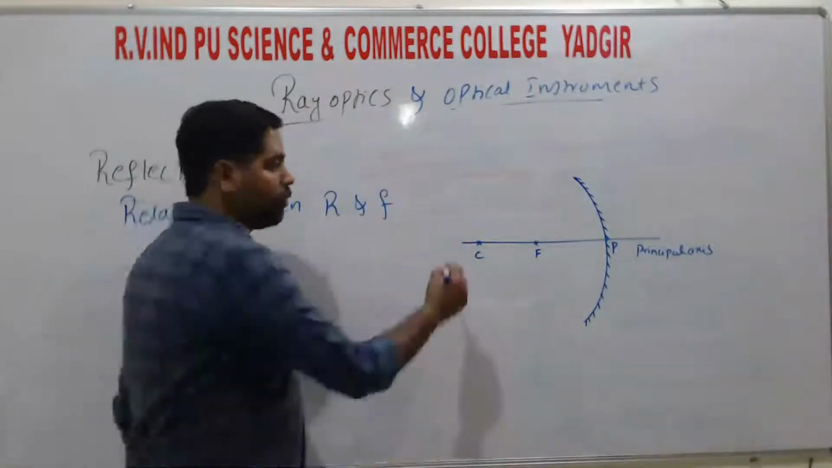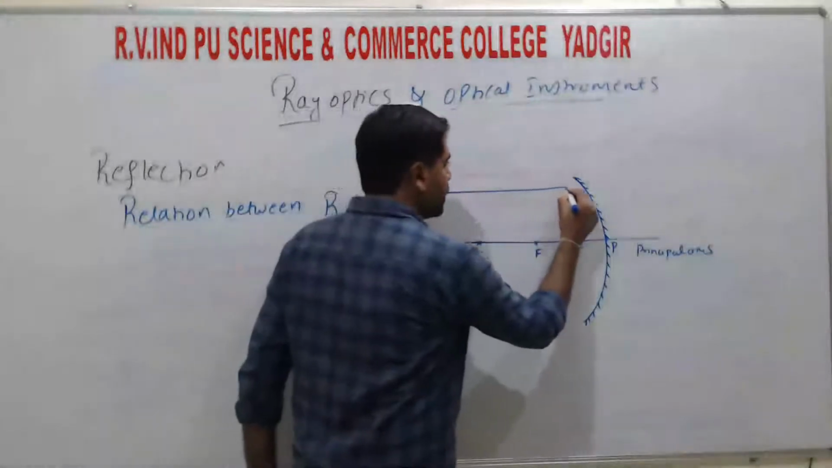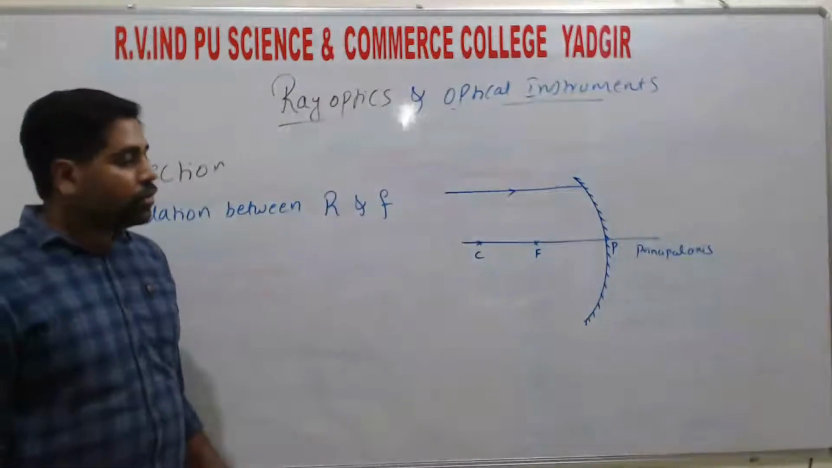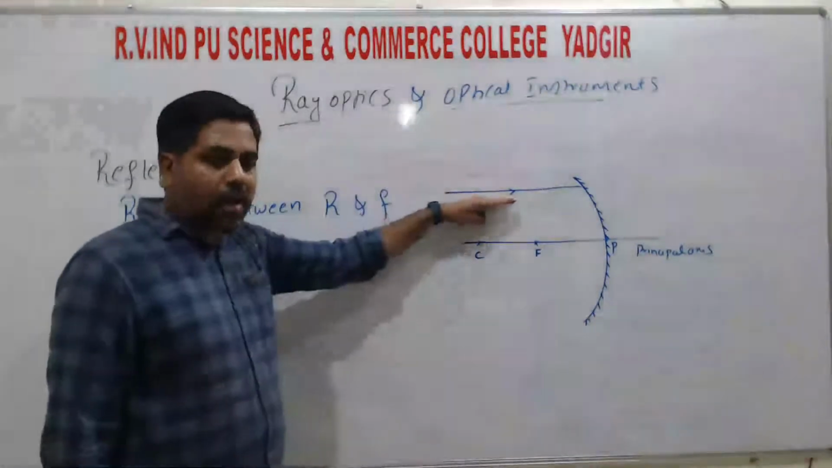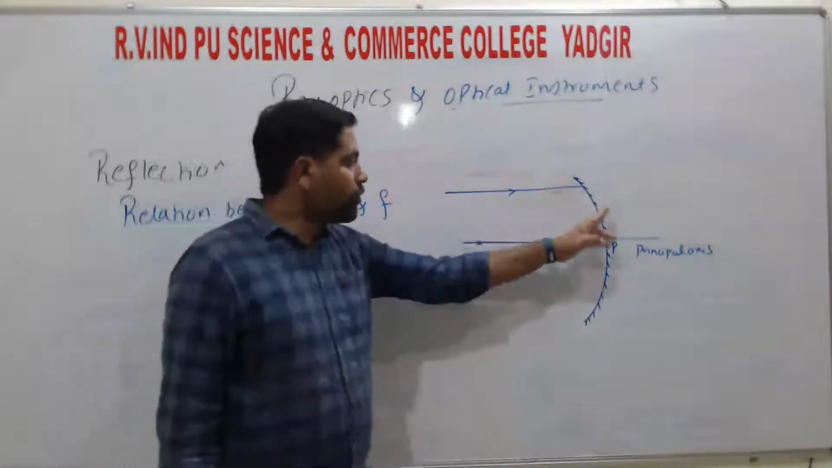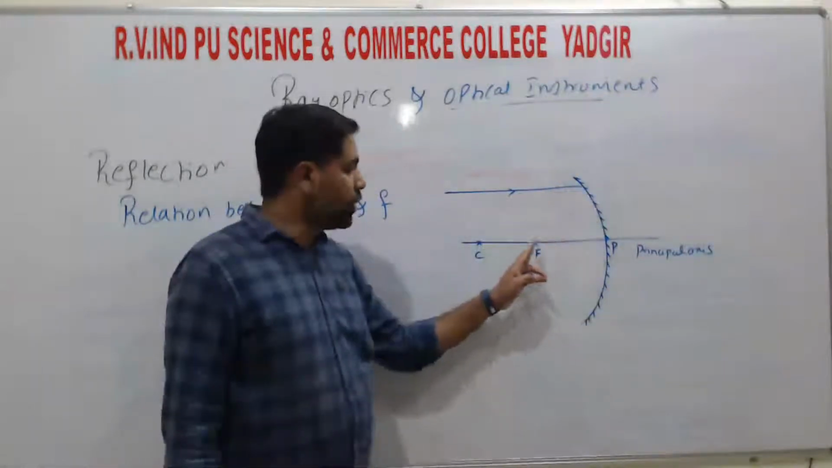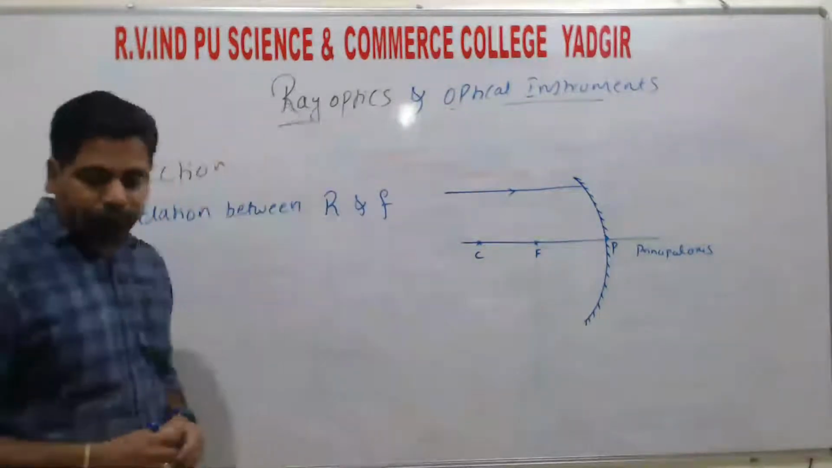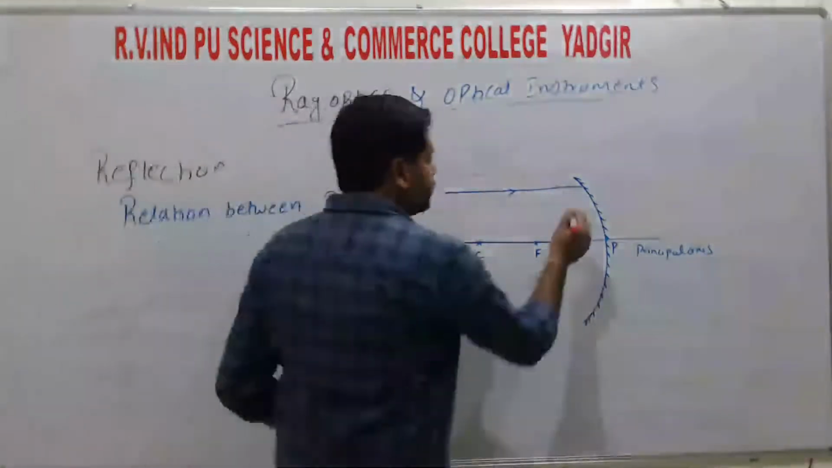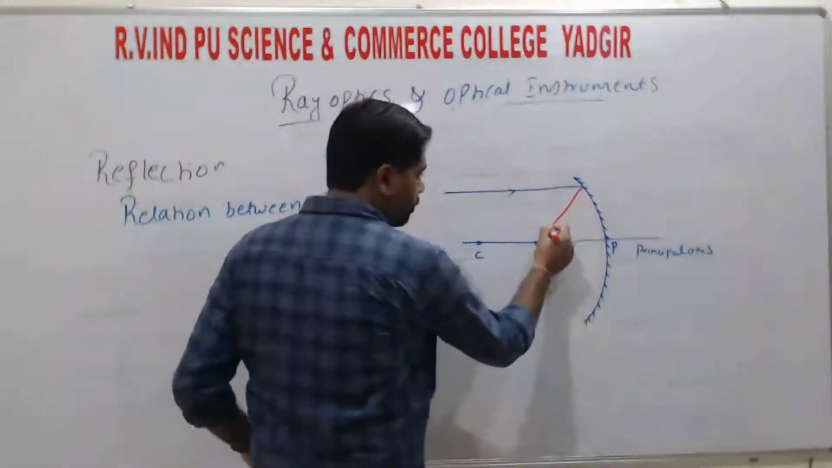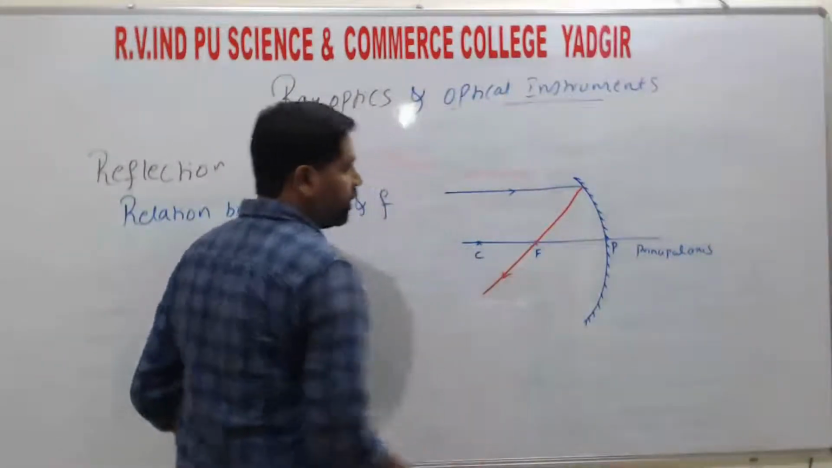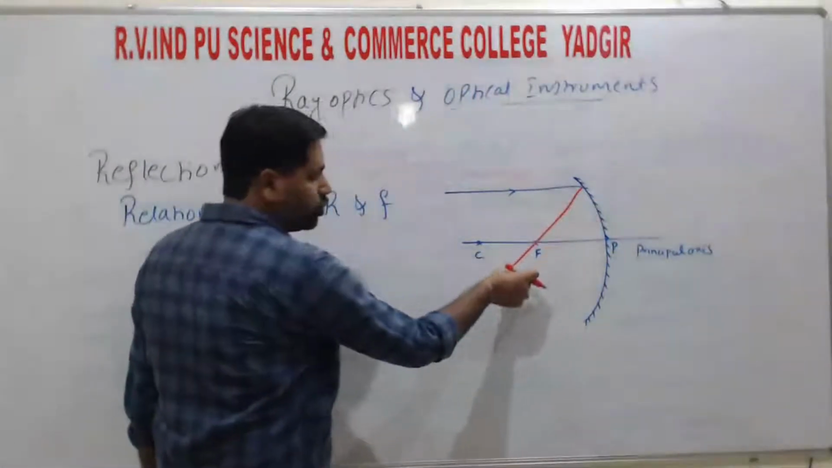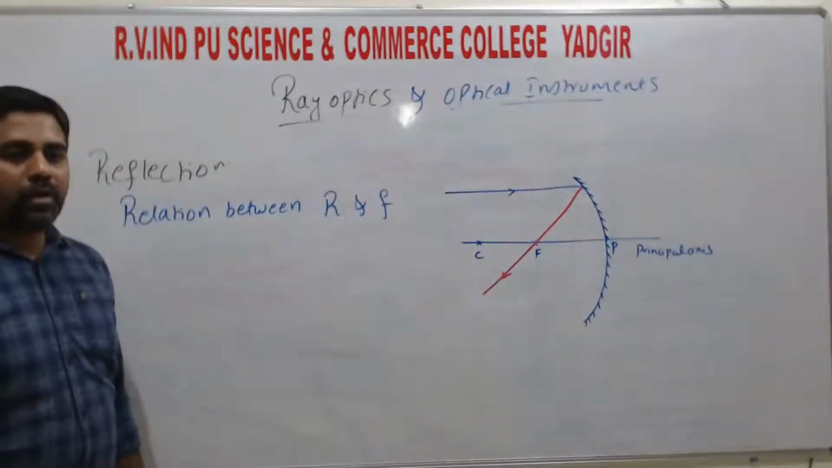are parallel to the principal axis, right? Like this. So this becomes the incident ray. Any rays which are parallel to the principal axis, after reflection, should all converge at a point. That point we call the focus, right? So this becomes the reflected ray. That means the reflected ray is passing through the focus, right?